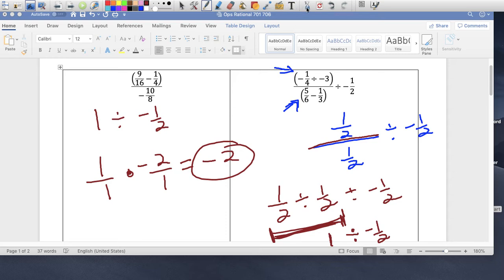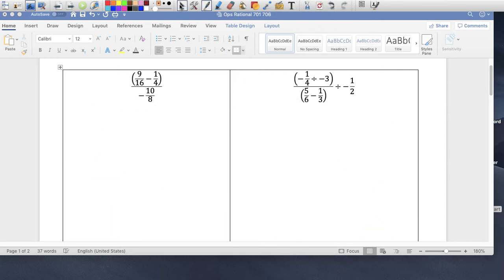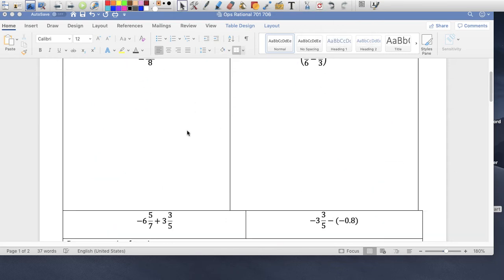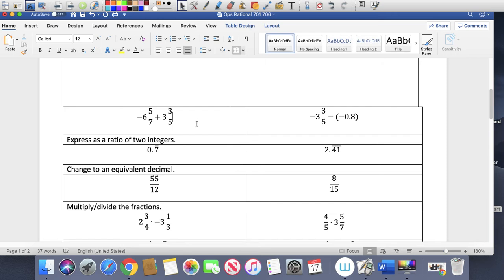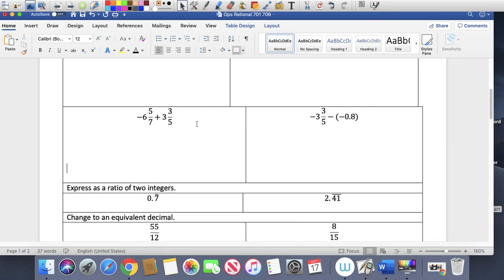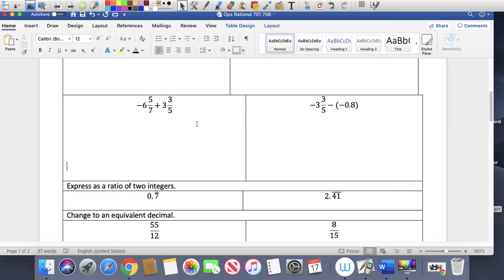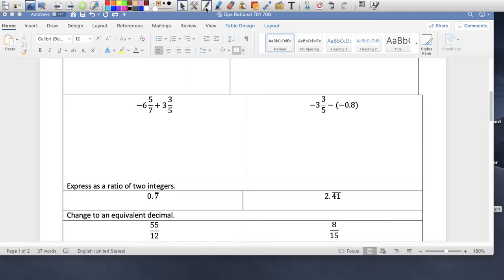So it's really not that bad, right? These are called complex fractions. It's not a big deal. The next two are just simple adding and subtracting of fractions. So I like to change them to improper fractions, okay?